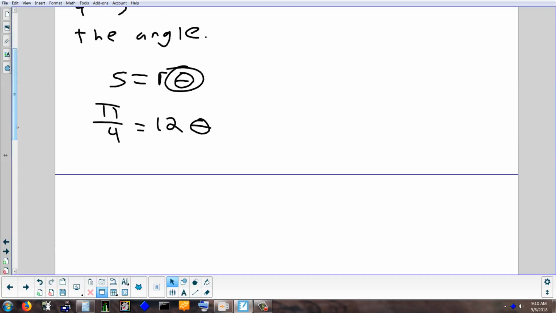Okay, so now we want to get 12 on the other side. So what would I have to do on each side to get theta by itself? Divide by 12. That's the same as just putting times 12 in the bottom of that other side. It's like multiplying each side by 1/12, or divide by 12, it's the same thing. The 4 is going to stay right there. So divide that side by 12. 12's cancel. Divide this side by 12. You get pi over 48.